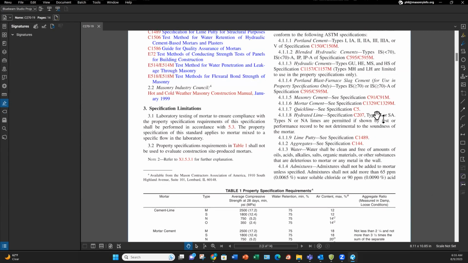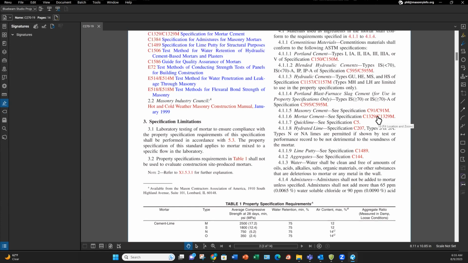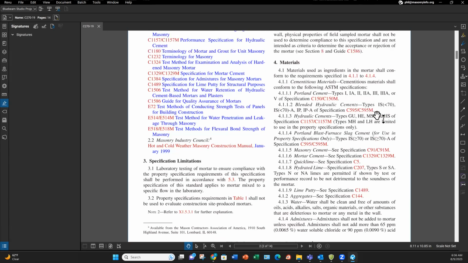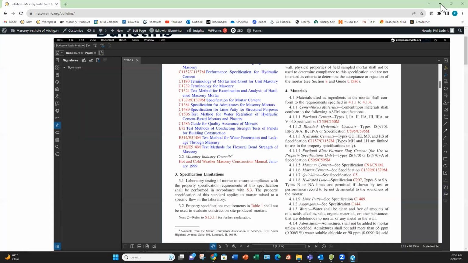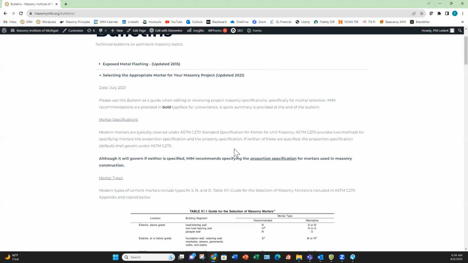So just something to be careful of as we specify mortars. We'll do a whole other video on testing, but testing of mortars is commonly done incorrectly in the field. So if you have questions about that, be sure to reach out. But again, we were recommending using the proportion specification.